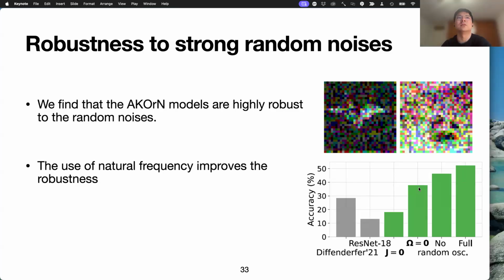Interestingly, without natural frequency, the robustness goes down from the full model. Also, without random initialization of oscillators, where we just use the input embeddings as the initial set of oscillators, the model still gets good robustness accuracy.